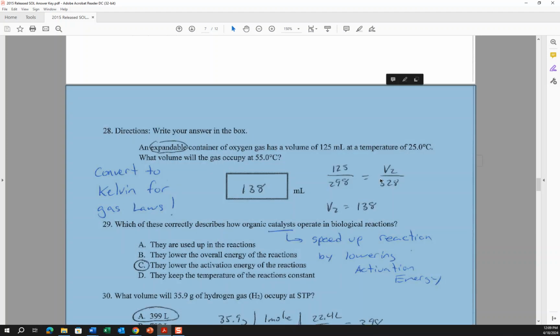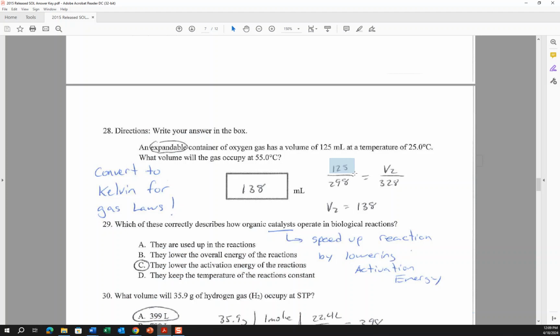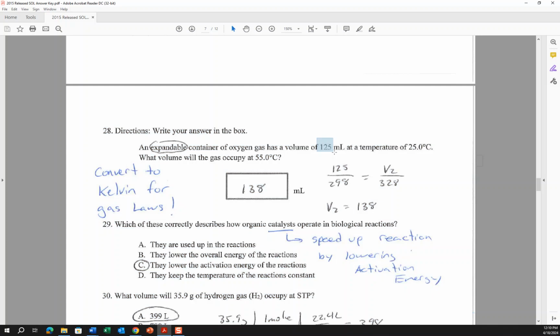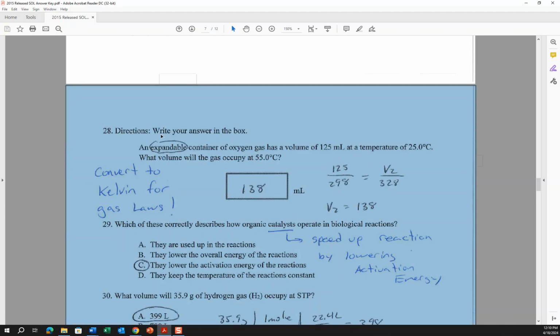Understand what to expect, right? Volume and temperature have a direct relationship. So if temperature goes up, volume should also go up. Since we increased the temperature, the new volume I solved for should be greater than 125. If I got an answer that was lower than 125, I know I did something wrong. But it's only on the Kelvin scale that it's a direct relationship, not the Celsius scale. So you have to make sure you convert to Kelvin.